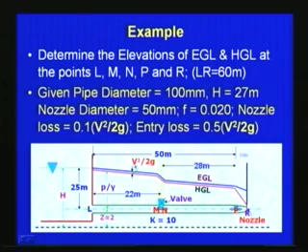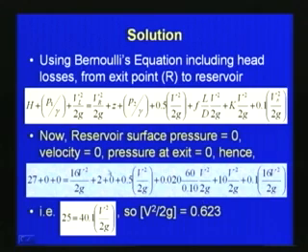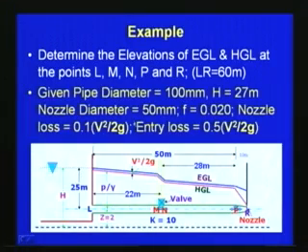If you write everything in terms of V, the velocity in the pipe, since the diameter is 100 mm and the nozzle is 50 mm, the nozzle diameter is half of the pipe diameter. Using the continuity equation, A1 V1 is equal to A2 V2. From that we can write Vr square by 2g as 16 V square by 2g. So Vr, with respect to the exit point, is written in terms of the velocity of the pipe, since the pipe diameter is 2 times the nozzle diameter of 50 mm.